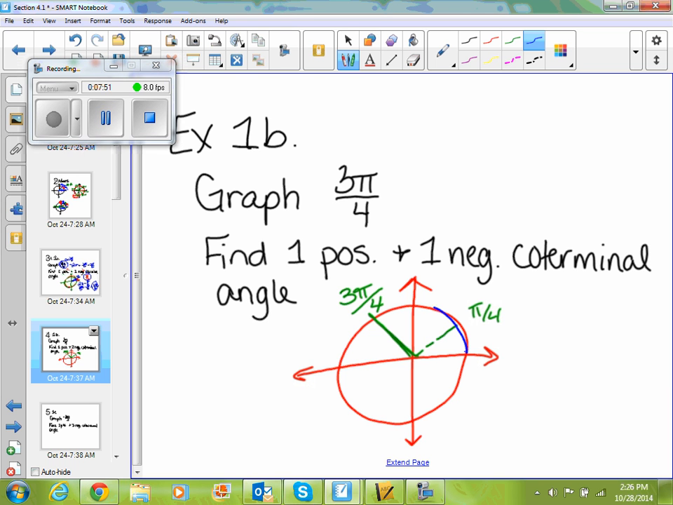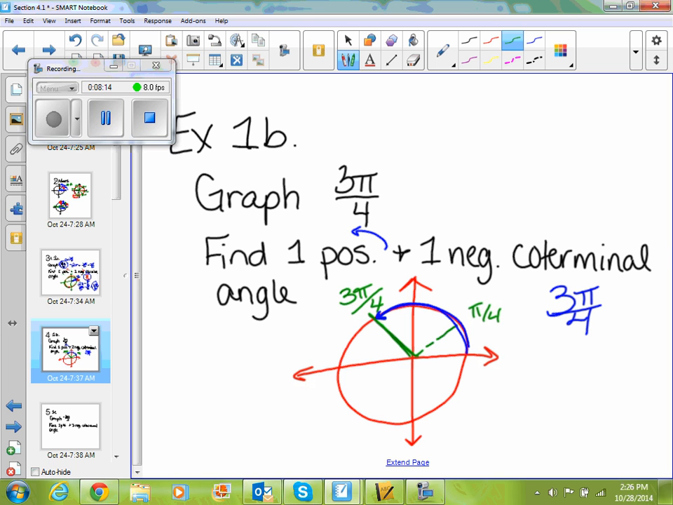So to find my positive angle, I go in the positive direction. If I go in the positive direction to get to that angle, I actually just end up with 3 pi over 4. So I know my first positive coterminal angle is just 3 pi over 4.